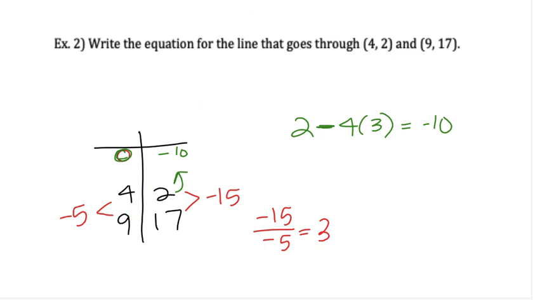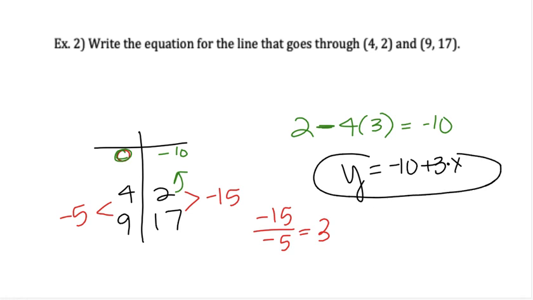And so then my equation would be y equals negative 10 starting point plus 3 times x. And that would be my final equation. So using those 3 steps, you can continue now to practice writing the equations through 2 points.